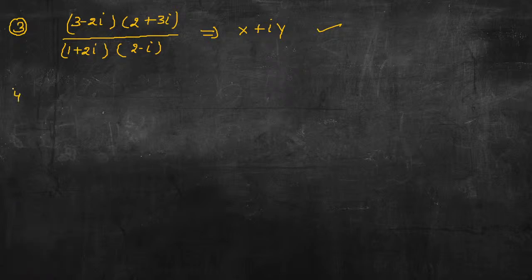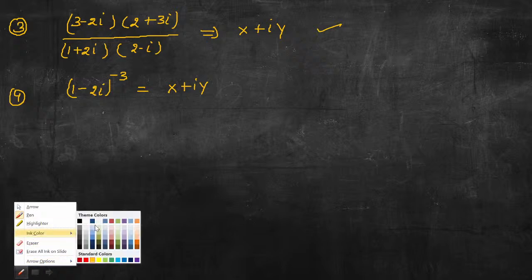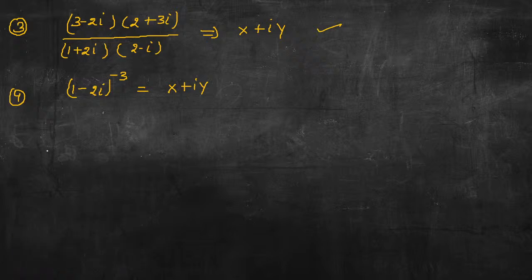The next question, question number 4 now. You are given 1 minus 2 iota with power minus 3. Again, you have to convert this number into the x plus iota y form. So what will we do in this kind of question? Again, we use the same fundamentals. So my dear friends, in order to solve this question, first of all you can write this number as 1 minus 2 iota having power 3. Am I right here?